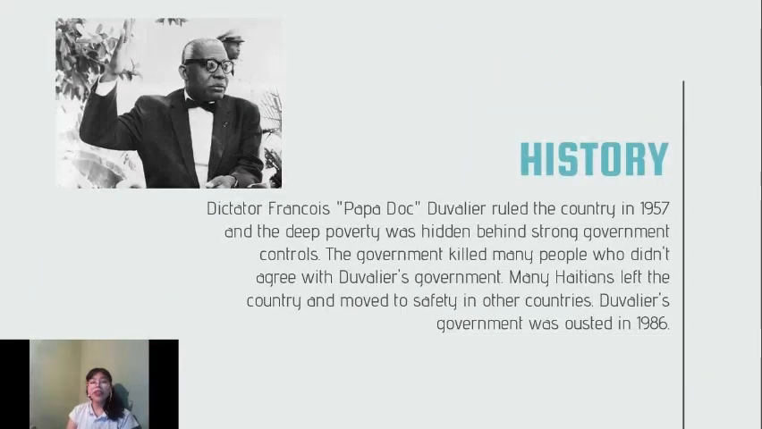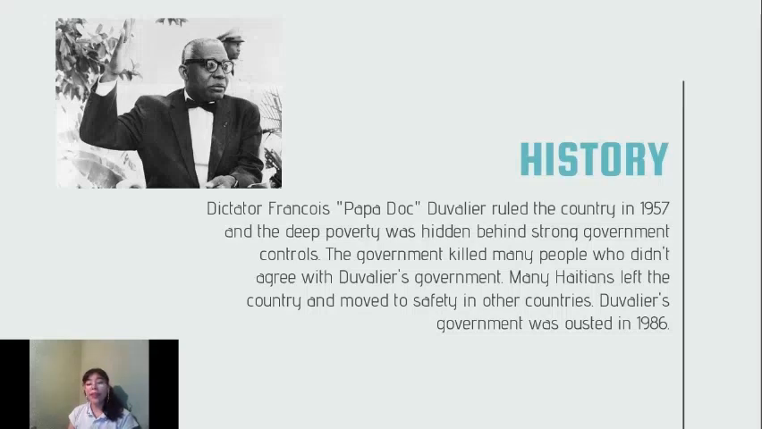So we continue with the history part. Dictator Francois Papa-Doc Duvalier ruled the country in 1957, and the deep poverty was hidden behind strong government controls. So this person was a dictator here in Haiti, and he governed for many years. But there was a large amount of poverty in the country while he was ruling.